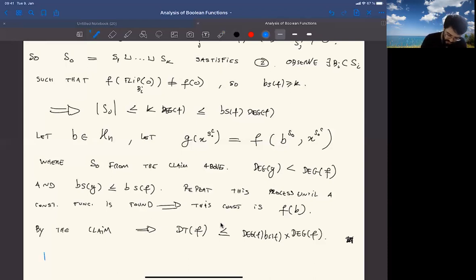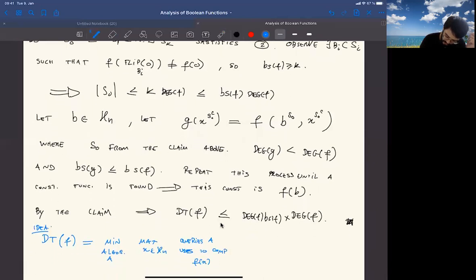And here we are using the idea that this is the minimum over the algorithms. I'm going to minimize over all the algorithms, the maximum over x in H_n of the number of queries algorithm A uses to compute f of x. Okay. Well, I believe this is an exercise as well.